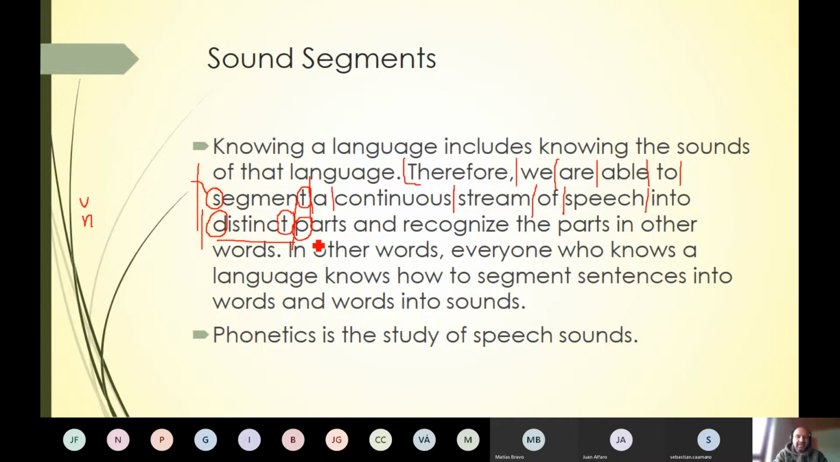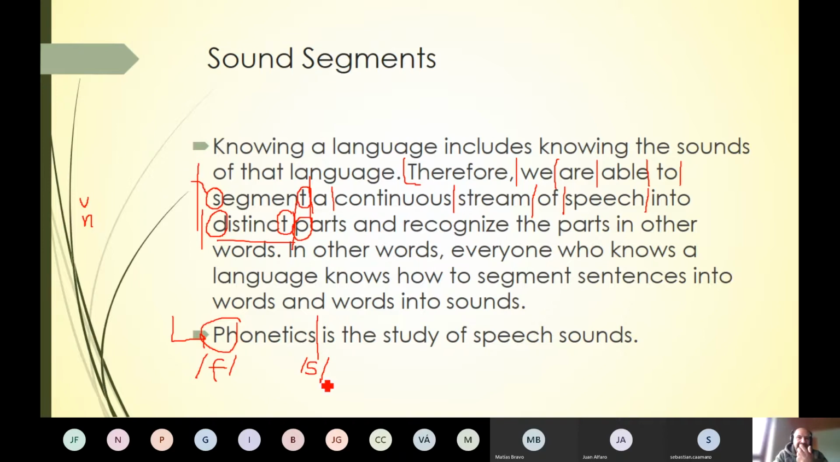So let's take the last sentence or statement. Phonetics is the study of speech sounds. So we can understand that if we're not reading this and we're just listening to this, we can understand that phonetics is the first word. And phonetics starts with the sound and it ends with the sound s, right? Phonetics.